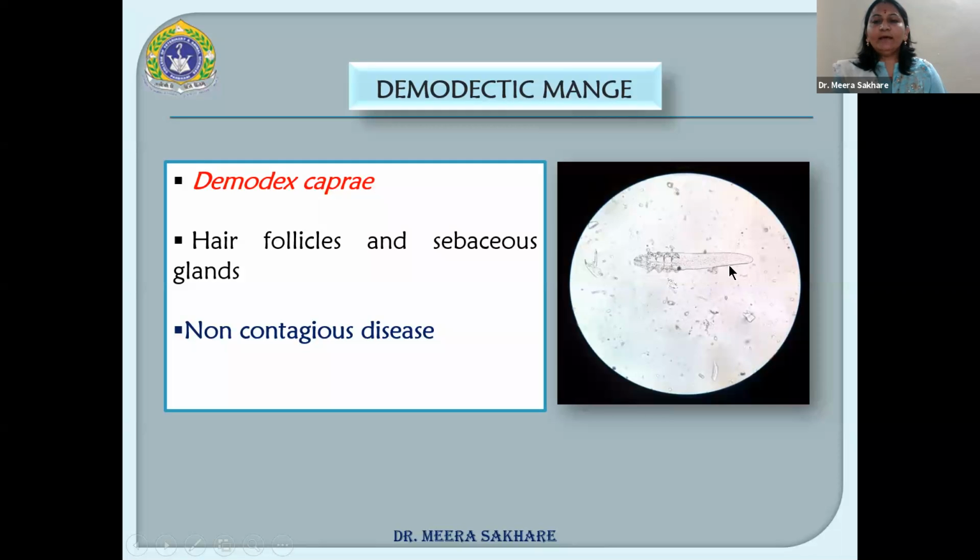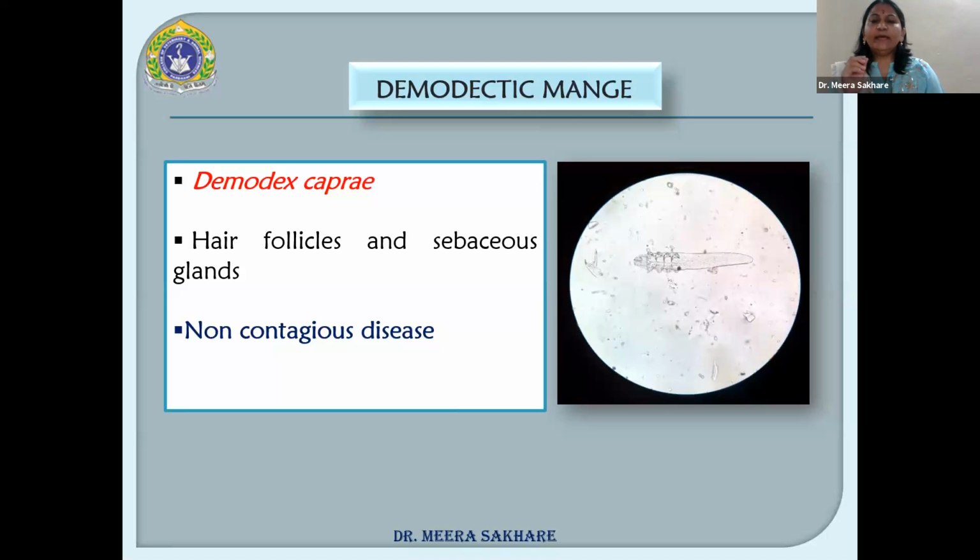elongated cigar-shaped mite, which has four stumpy legs. This is the elongated cigar-shaped typical mite we can see in the hair follicle. These mites are the normal habitat of the animal. In a normal animal, they do not cause any disease.